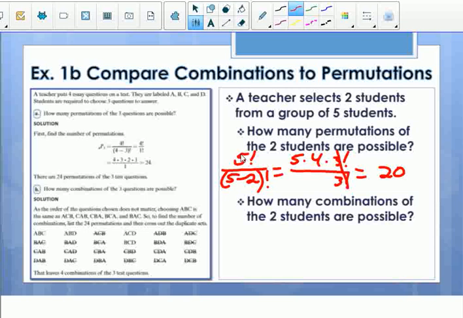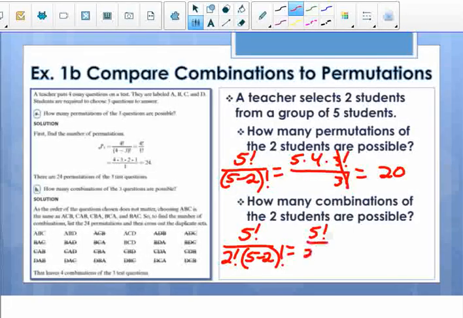of 2 students. How many combinations? So they have to be completely different students. Okay, so we'll use the combination formula. So I have 5 factorial divided by, only choosing 2 students, so 2 factorial divided by 5 minus 2 factorial. So this would be 5 factorial divided by 2 factorial divided by 3 factorial.